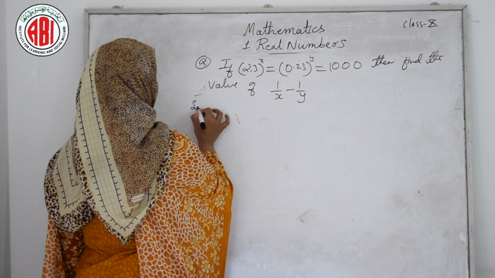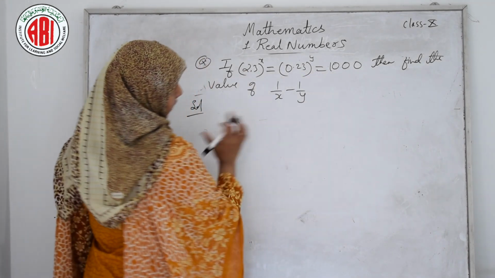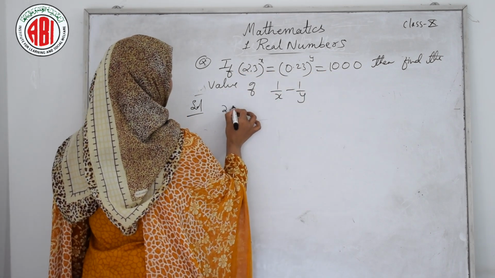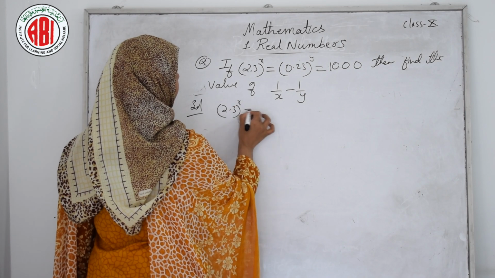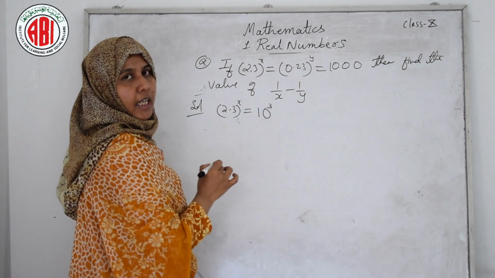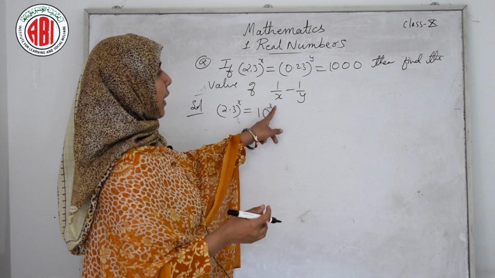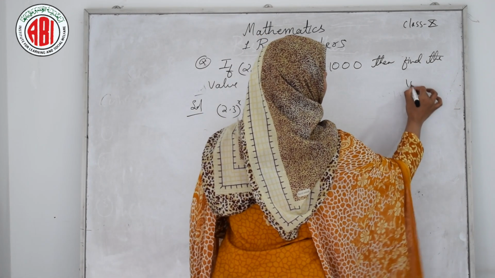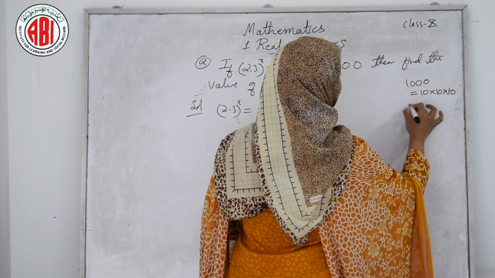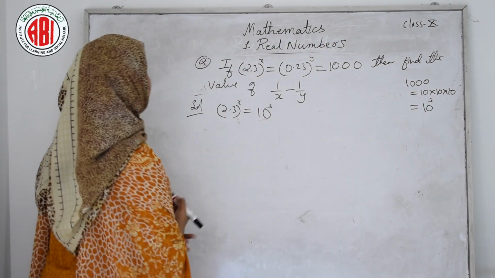So what we can do here, since all these three are equal, first step, we will take this and this equal. That is 2.3 whole to the power x is equal to 1000. 1000 we can write as 10 to the power 3. 1000 means 10 into 10 into 10, right? That we can also write as 10 to the power 3 in the exponential form.